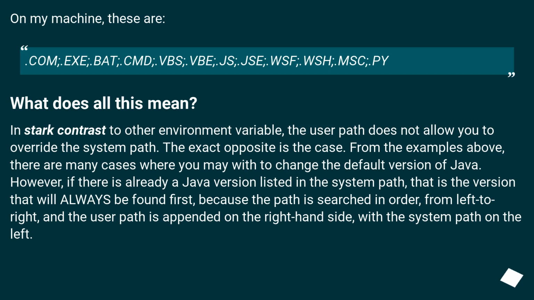In stark contrast to other environment variables, the user path does not allow you to override the system path. The exact opposite is the case. From the examples above, there are many cases where you may wish to change the default version of Java. However, if there is already a Java version listed in the system path, that is the version that will always be found first, because the path is searched in order, from left to right, and the user path is appended on the right-hand side, with the system path on the left.